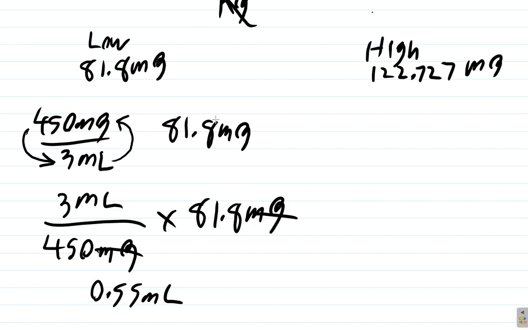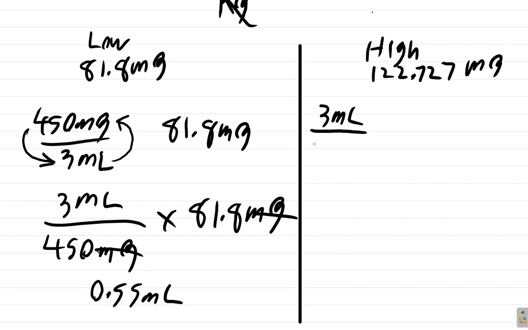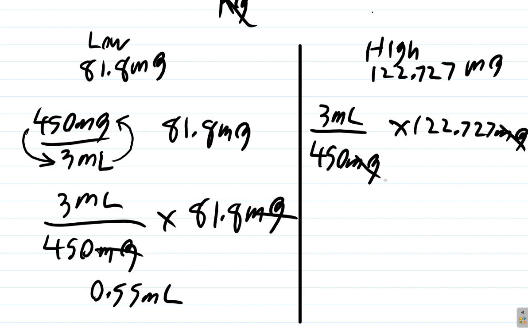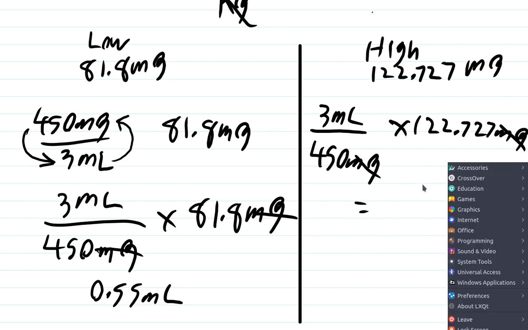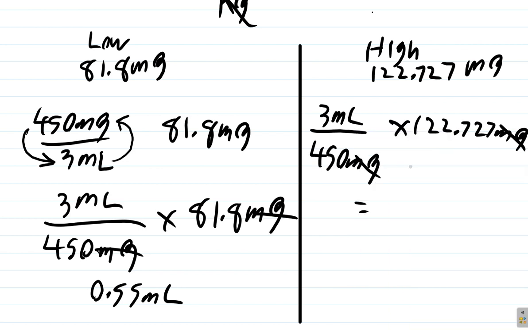Now at the high end, what do we have? We're going to have 3 milliliters will yield 450 milligrams. So in 3 milliliters you have 450 milligrams multiplied by 122.727 milligrams. Milligrams cancel milligrams. When you calculate this, what does it give you? Let us see.